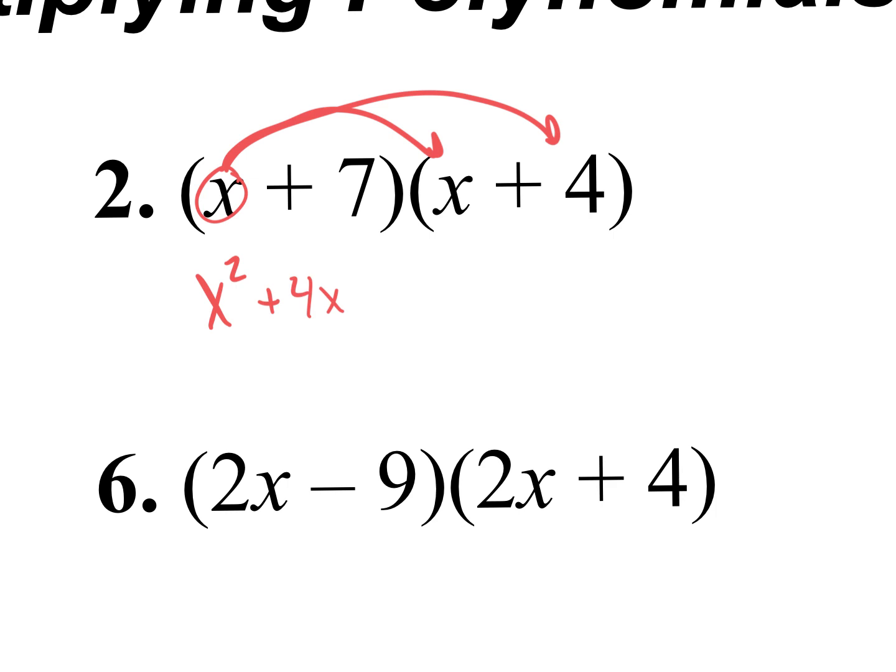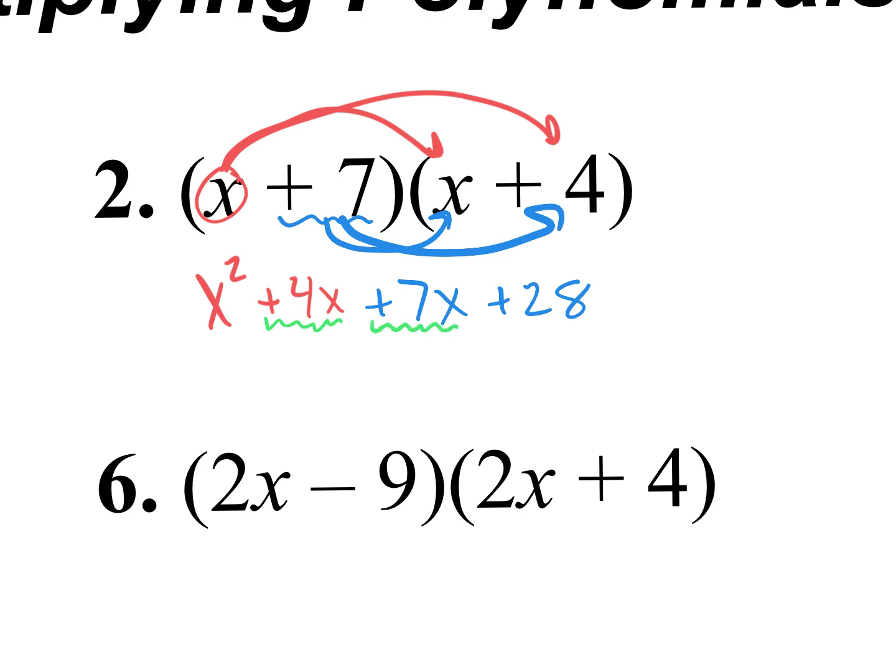And then we're going to distribute, we already distributed the x, now let's distribute the positive 7. Positive 7 times x is positive 7x, right? And then positive 7 times positive 4, it's a positive 28. And of course, we could combine the middle terms, the 4x with the plus 7x. When you add 4 and 7, you will get 11 of those x's. So that's positive 11x, the x squared in the front with the plus 28 at the back.